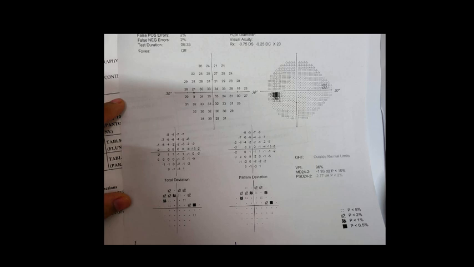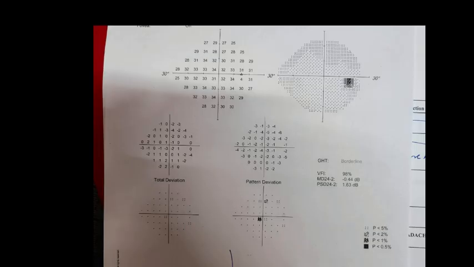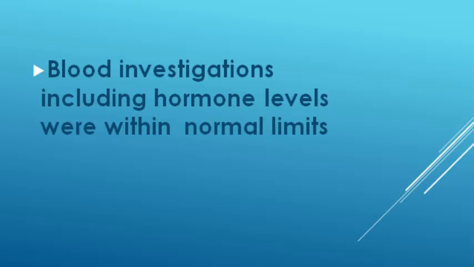Otherwise, fundus was normal, and the visual field test had shown one small superior outer quadrant area of suspected loss of vision, field defect. Other than that, there was no abnormality. Blood investigations, including the hormone assays, were within normal limits.